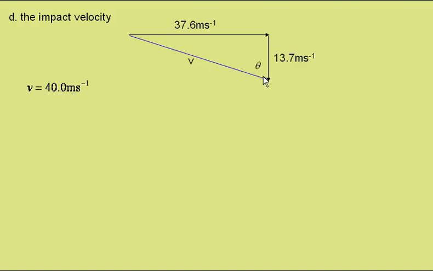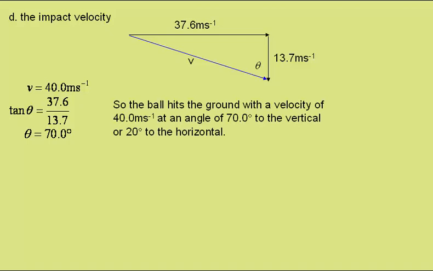but now we need to find an angle, so we could find the angle theta to the vertical. Tan theta is equal to 37.6 over 13.7, giving theta 70 degrees. So we can say that the ball hits the ground with a velocity of 40 meters per second at an angle of 70 degrees to the vertical, or 20 degrees to the horizontal. This is the same magnitude but not the same direction as the initial velocity.